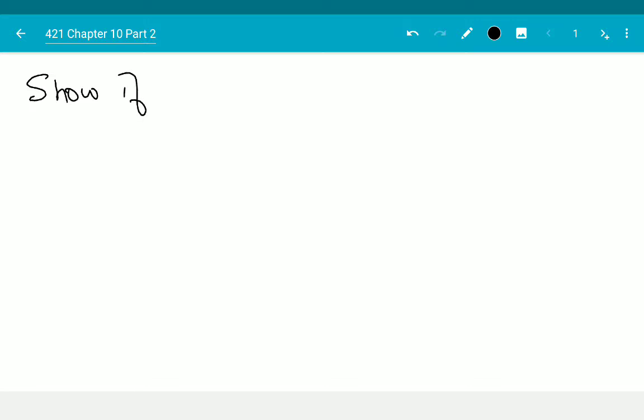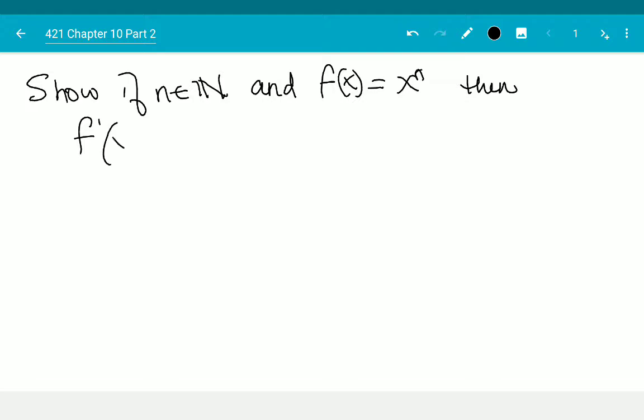If n is a natural number and f of x is equal to x to the n, then f prime of x is equal to n x to the n minus 1, right? Since we are starting in natural numbers, we don't have to worry about the case where n is 0 or negative initially, right? And the proof is relatively easy.